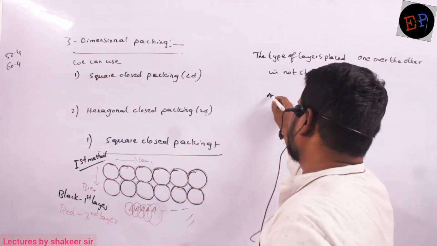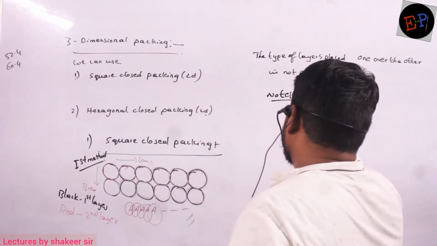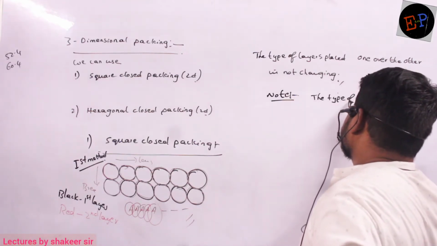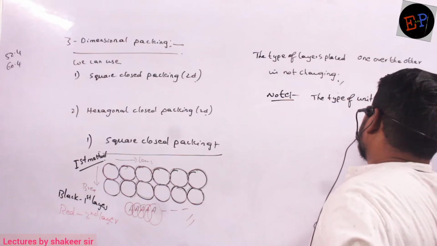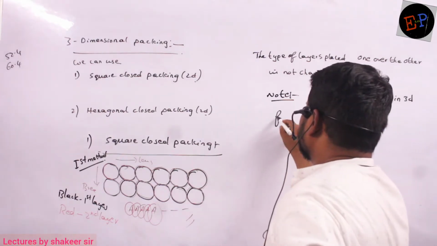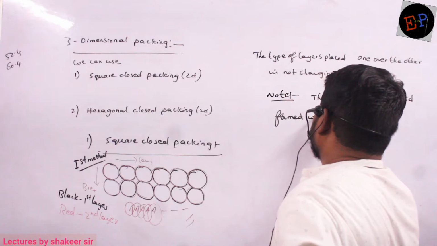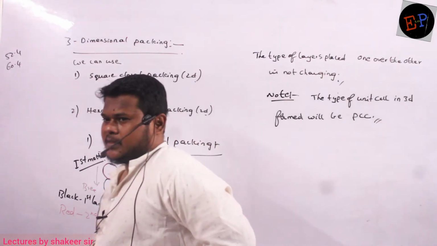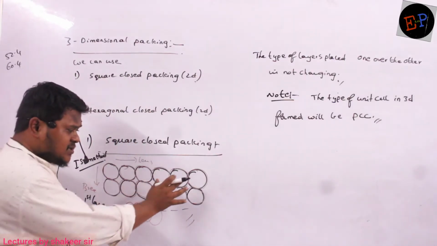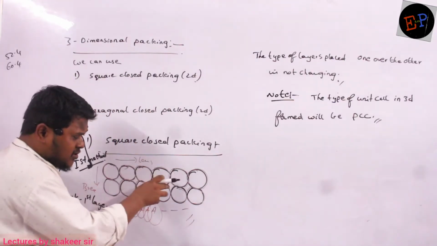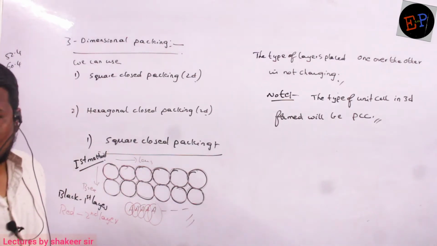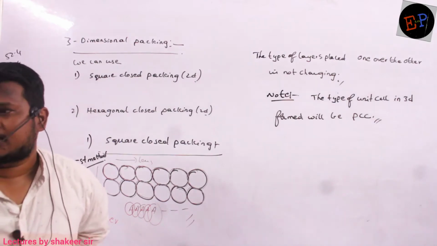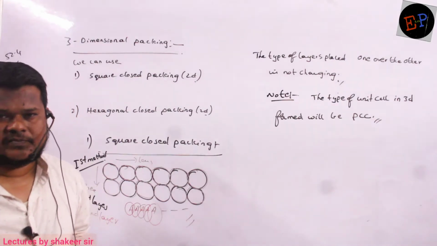Here, a very important note point you can make. Note point is that the type of unit cell formed in 3 dimensions will be PCC. So this is the most important point. Are you able to understand? So if we are placing this type of arrangement, then the unit cell which is formed in 3 dimensions, what will be the type of unit cell? Type of unit cell will be PCC. What is PCC? Primitive cubic cell. Are you able to understand?